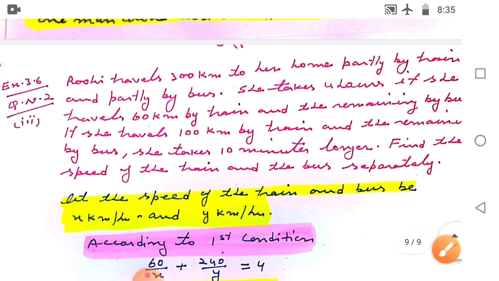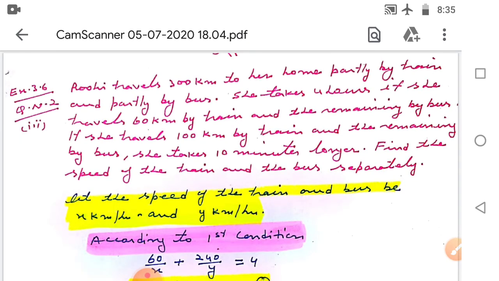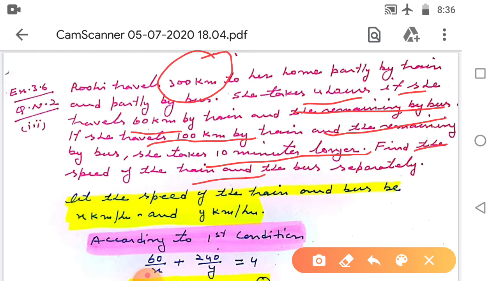Now come to third part of question number 2, exercise 3.6, right? Ruhi travels 300 km to her home partly by train and partly by bus. So total distance to be covered is 300 km. Clear? She takes 4 hours if she travels 60 km by train and the remaining by bus. Okay, this is the first condition. If she travels 100 km by train and the remaining by bus, she takes 10 minutes longer. Find the speed of the train and the speed of the bus separately.